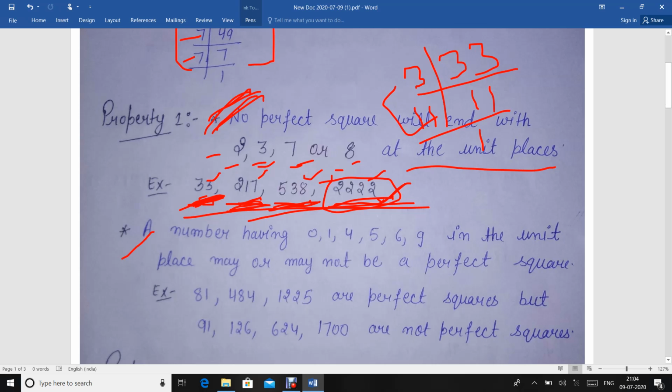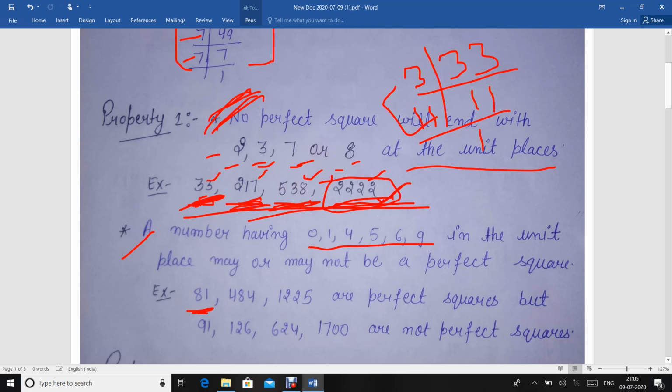The next property: a number having 0, 1, 4, 5, 6 and 9 in the unit place may or may not be a perfect square. This means if any number contains any of these digits, it may be a perfect square or it may not be a perfect square. For this you can see the example.